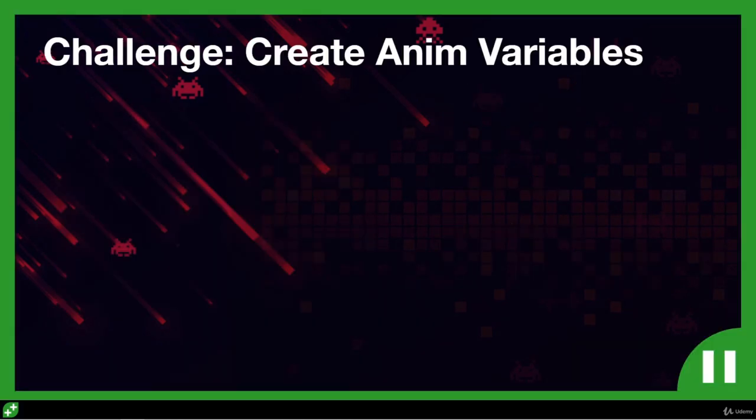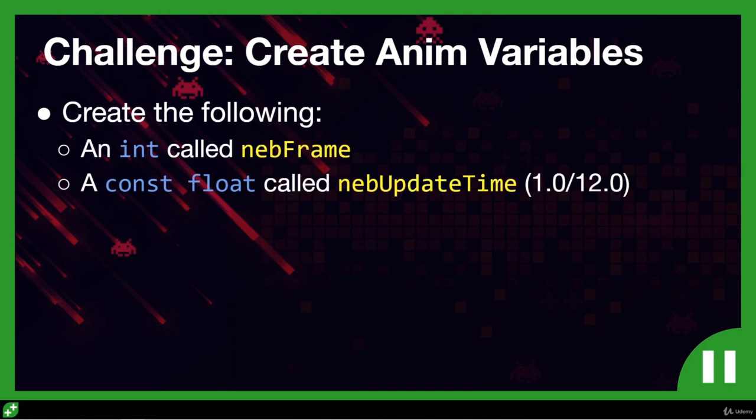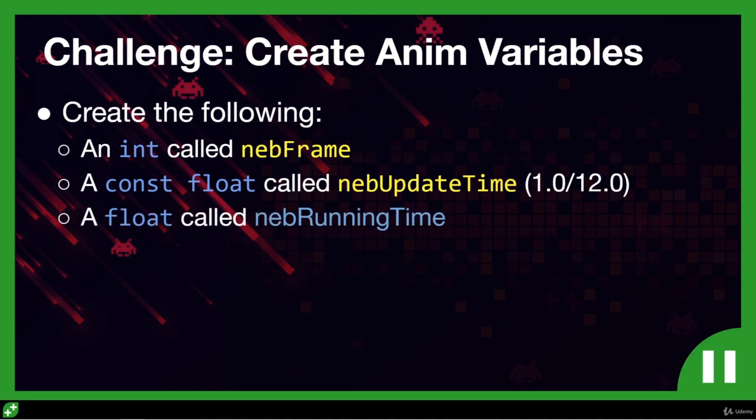So your challenge is going to be to create these animation variables for the nebula. You'll need to create the following: an integer called nebFrame. This will be the current animation frame that we're using for the nebula. We'll need a const float called nebUpdateTime. Go ahead and initialize this with 1/12, just like we did with Scarfy. Create a float called nebRunningTime, and this will be used to keep track of how much time has passed since the last animation frame update.